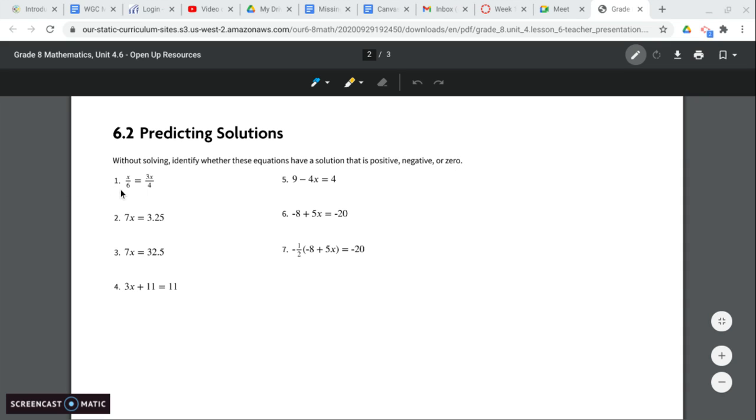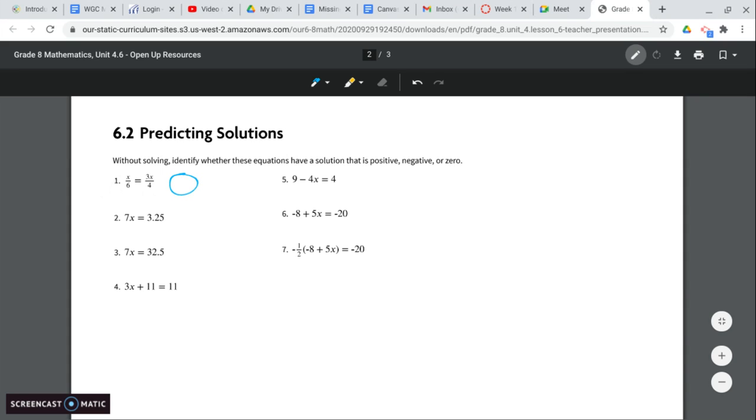So if we look at number 1, we have x divided by 6 equals 3x divided by 4. We have an x on both sides of the equal sign. So what's it going to be? 0. The next one, we have 7x equals 3.25.